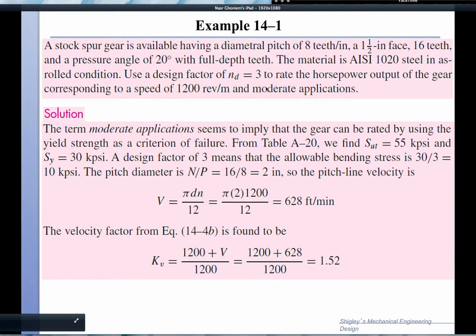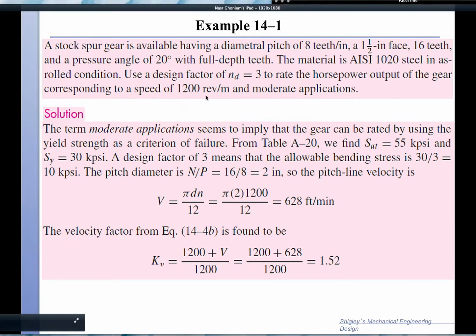As you can see here, we have the diametral pitch is 8 teeth per inch, and F is 1.5, and the gear has 16 teeth and a pressure angle of 20. And the material is given, and we need to design it for a factor of safety of 3. And we want to rate the horsepower output of the gear corresponding to 1200 RPM.